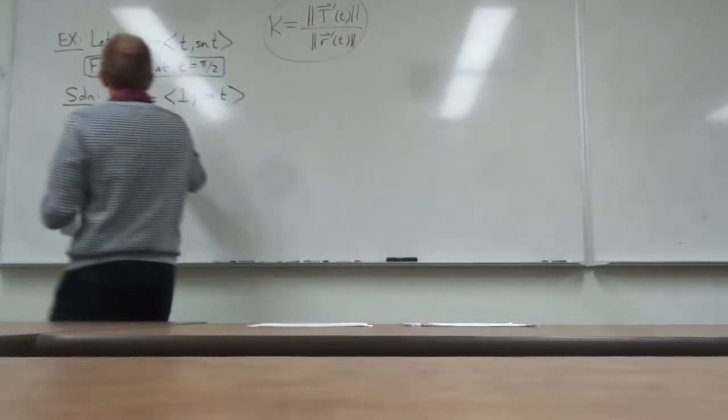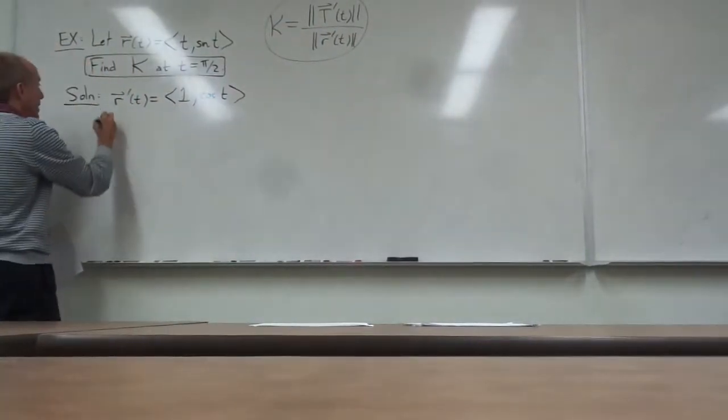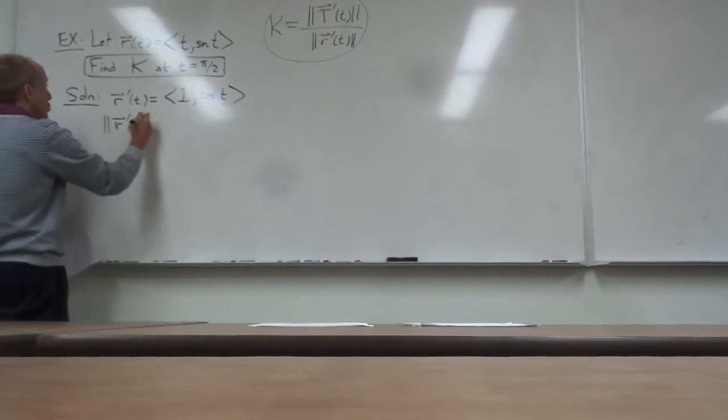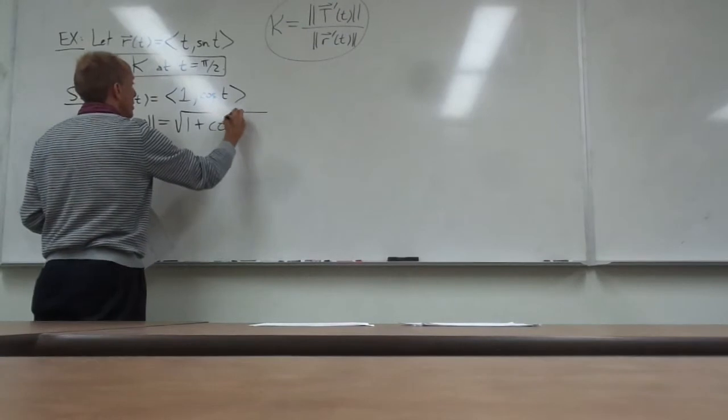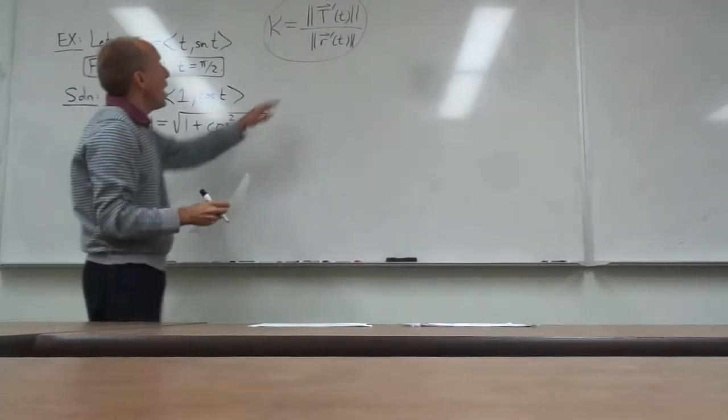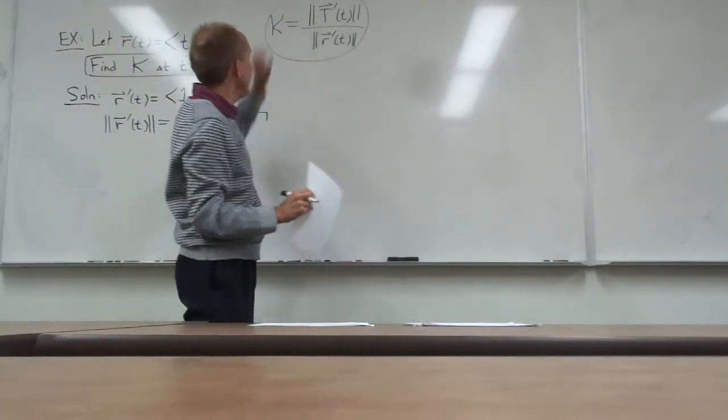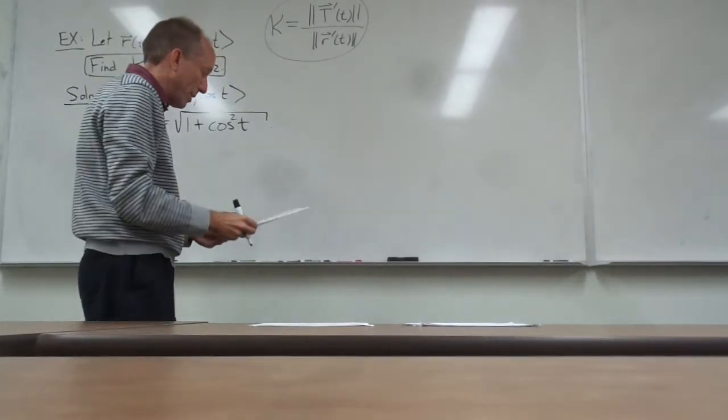So here's my velocity vector. I need to find the speed, so that's just the norm of this vector. That would be the square root of 1 plus the cosine squared of t. And that's on the bottom of this curvature formula that I just derived for you a minute ago.